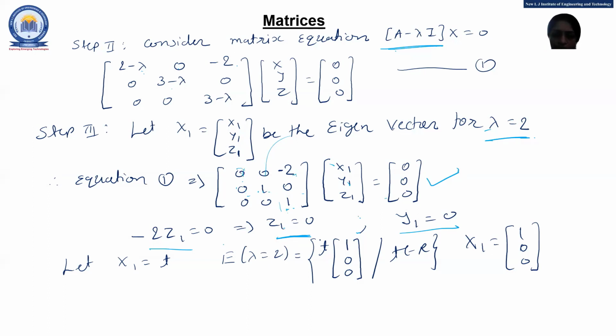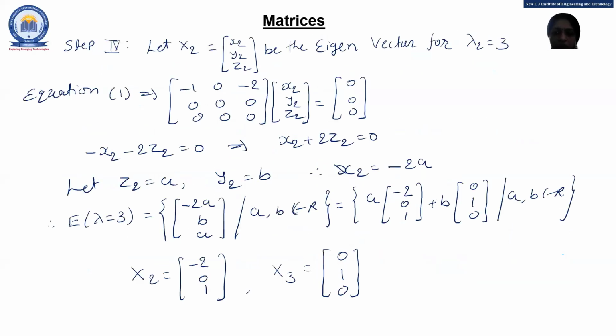There is no limitation for x1. It means here our x1 is our free variable. So let x1 equal t, right? So the eigenvector for lambda equal to 2: if we take t common, then here is 1 and this is 0, 0, right? Where t belongs to R. So if I take t equal to 1, my first eigenvector is 1, 0, 0.